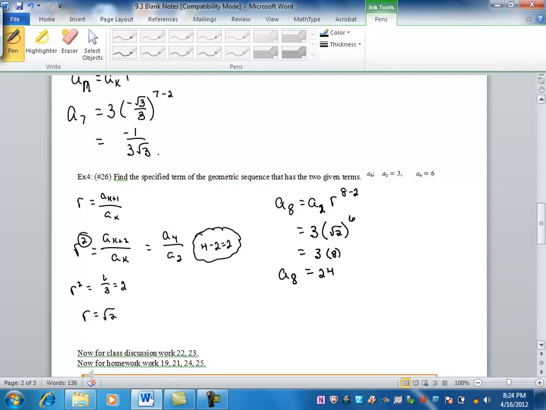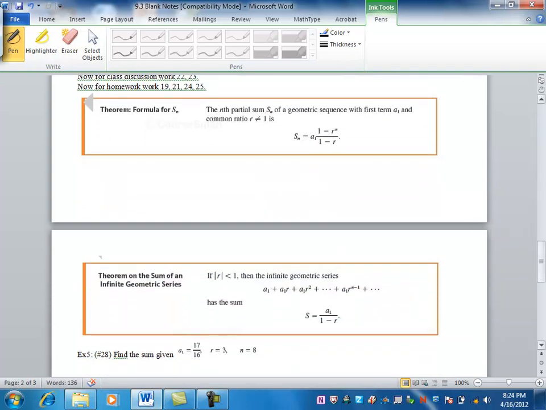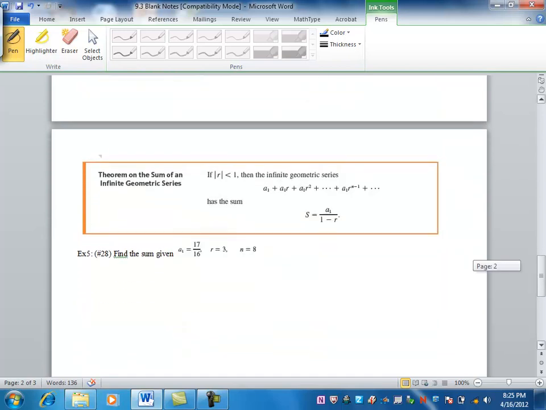And so a couple problems to work for class discussion, a couple problems to work for homework, and a couple more theorems here, formulas that we need to master. The sum of the first n terms can be found by taking the first term times the ratio of 1 minus the ratio raised to the n power divided by 1 minus r, and then the sum of an infinite geometric series is the first term divided by 1 minus the ratio.